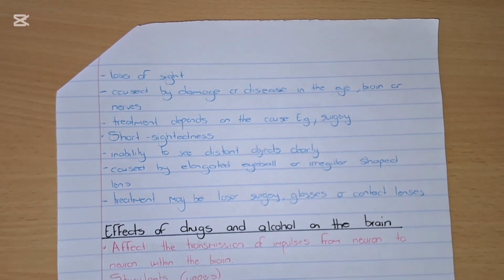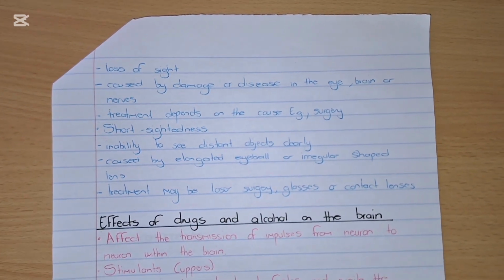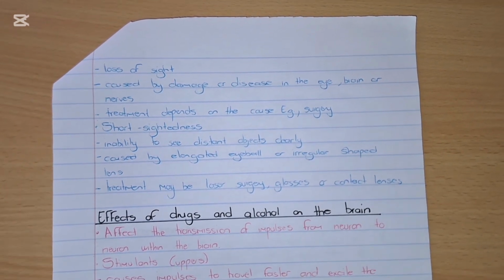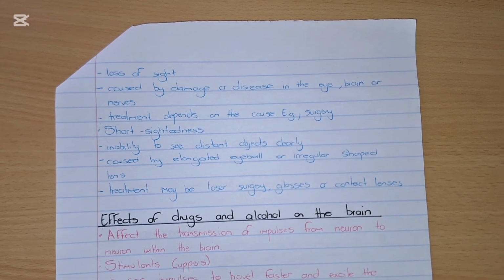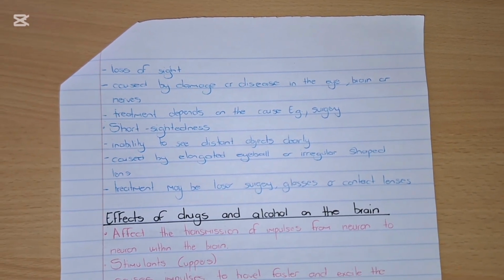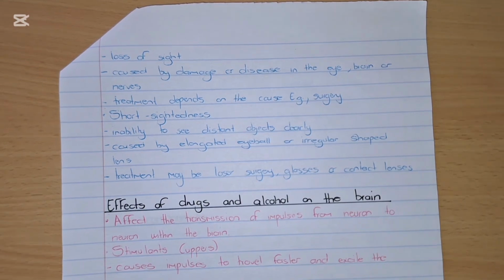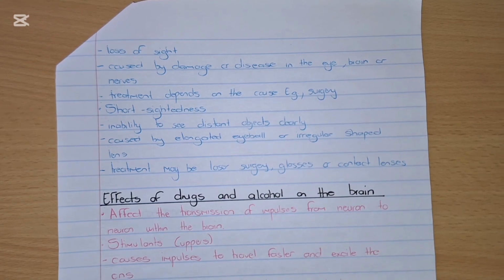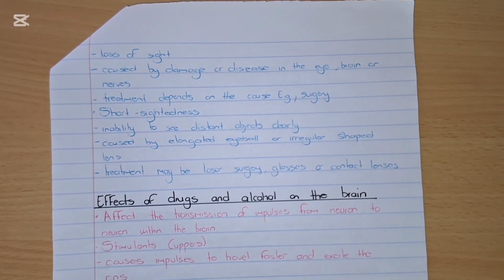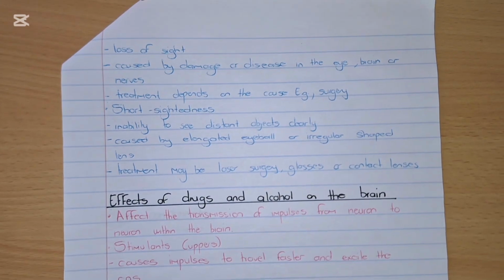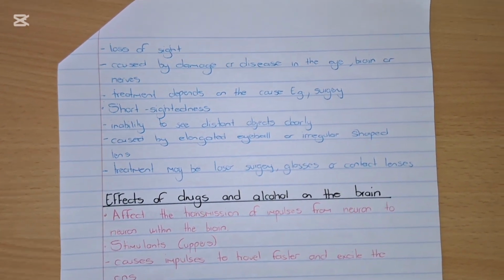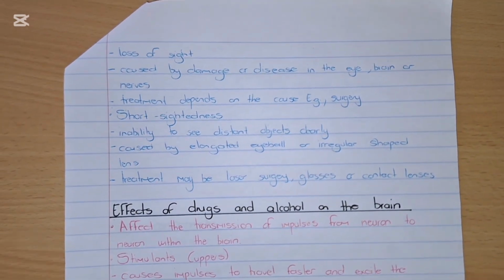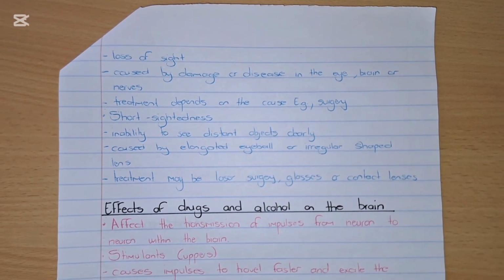And then short-sightedness. This is the inability to see distant objects clearly. So for example, if you're sitting in your class and you can't see the board, that might be short-sightedness, which means that you can't see something that is too far. This is caused by an elongated eyeball or irregular shaped lenses. Sometimes it's genetic, where let's say your parents are short-sighted and then they pass that gene on to you, and then you might be short-sighted. So there's different causes as to why a person might be short-sighted. Treatment for that can be laser surgery, you can wear glasses, or you can wear contact lenses.